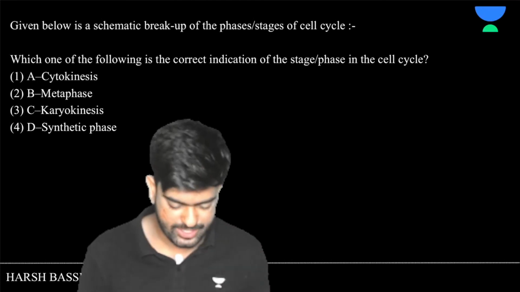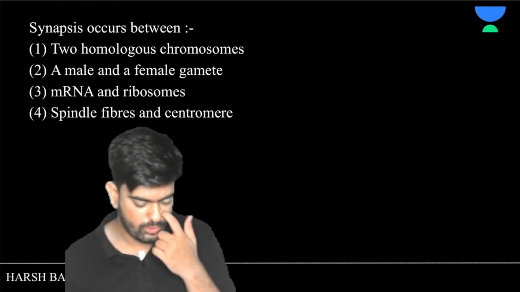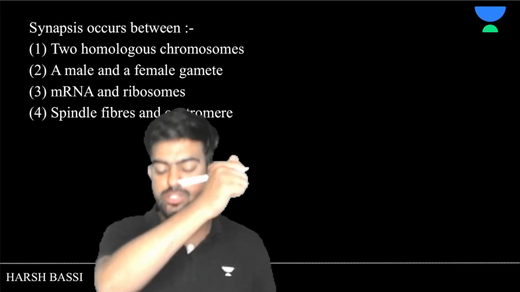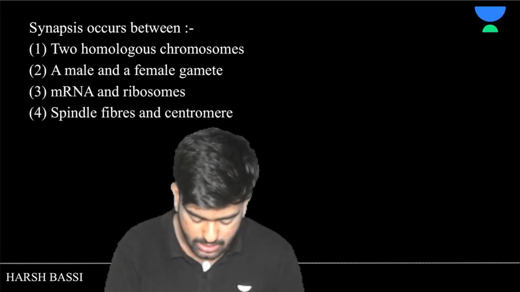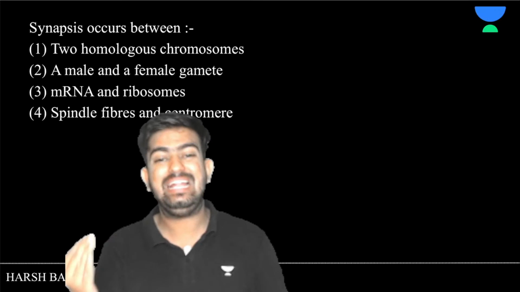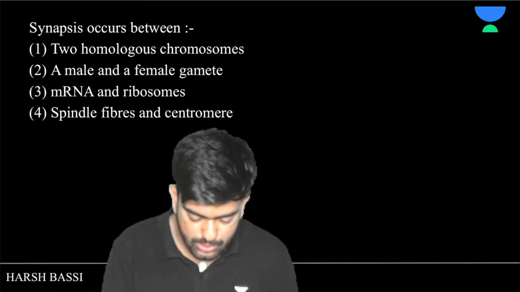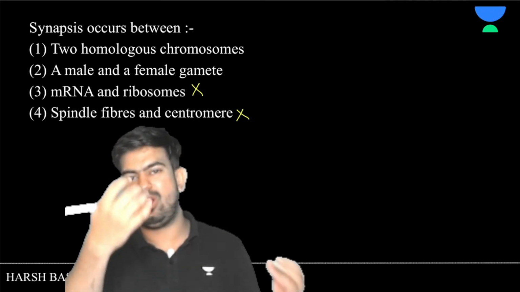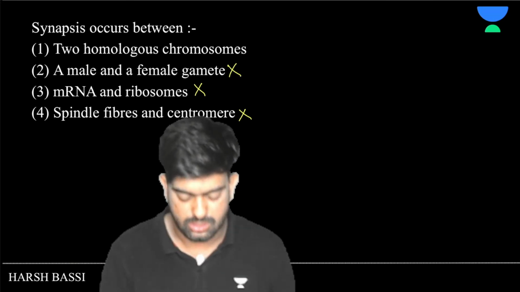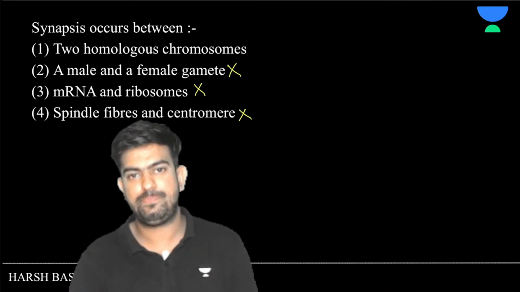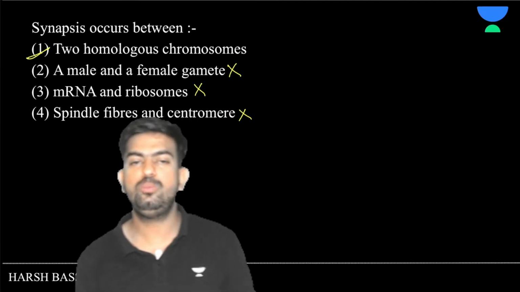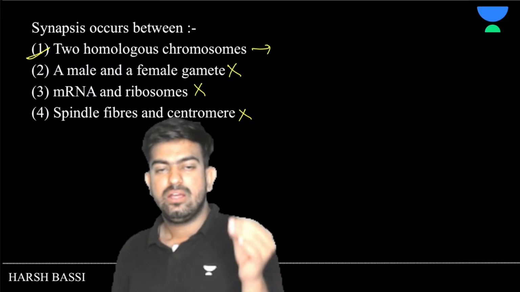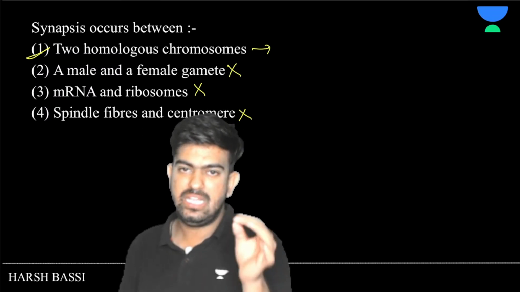We have 2 or 3 more questions. Synapsis occurs between, again, a question from crossing over: 2 homologous chromosomes, a male and a female gamete, mRNA and ribosomes, spindle fibers and centromere. No, mRNA, ribosomes, spindle fibers, centromere, all of these are poor options. Male and female gamete will undergo fusion. What will synapsis do? So this one, 2 homologous chromosomes, right? And it happens in the zygotene stage.